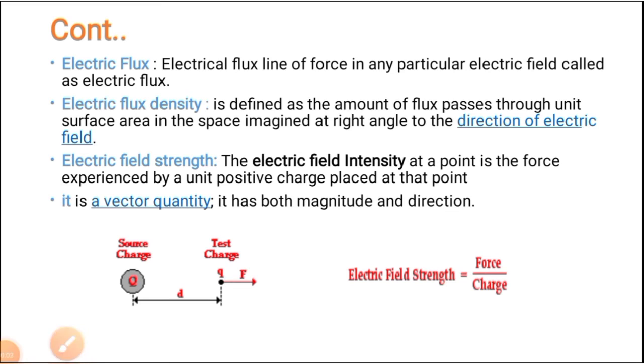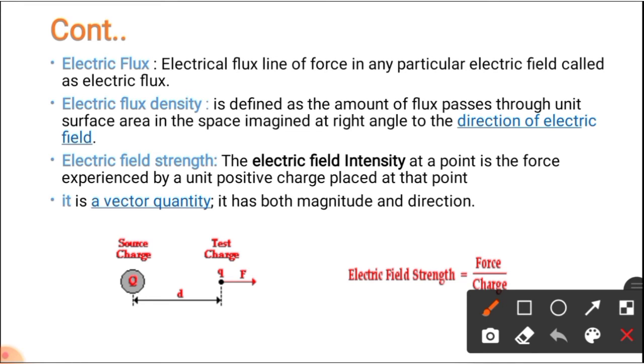Next point is electric flux. Electric flux is defined as lines of force present in a particular electric field. It's called electric flux. Electric flux is denoted by the letter psi. Unit of electric flux is Coulomb. So at the end we can conclude that electric field consists of a number of electric flux.